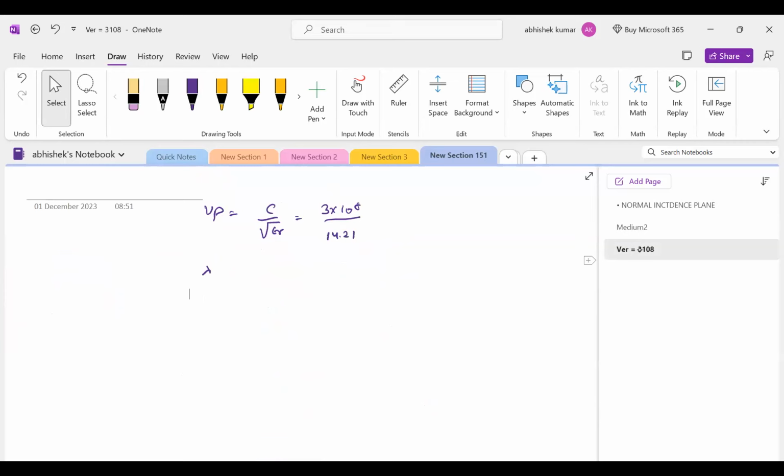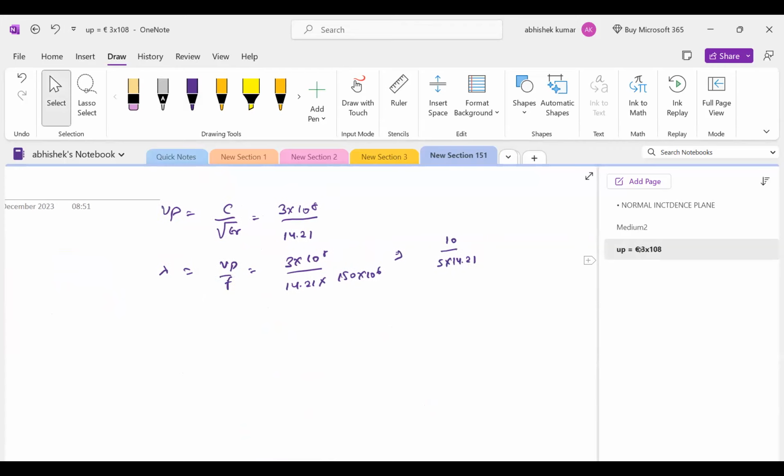So we can now find lambda, that is Vp by f, which is 3 into 10 to the 8 by root 14.21 into the frequency. The frequency is given, I guess, 150 megahertz, 150 times 10 to the 6th. You can calculate it; I'm not going through the calculation, I'm just writing the value directly. Lambda you will get as 5.53 meter.